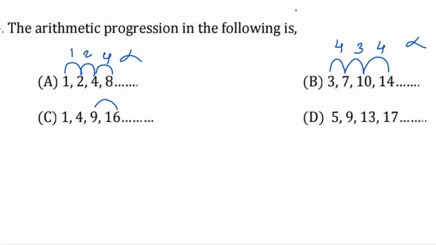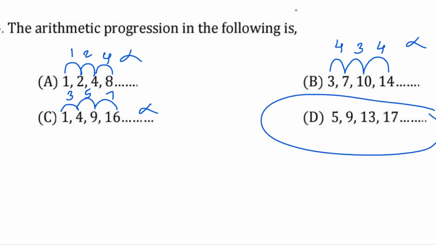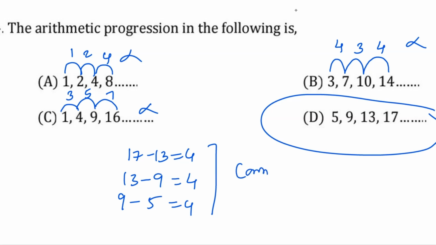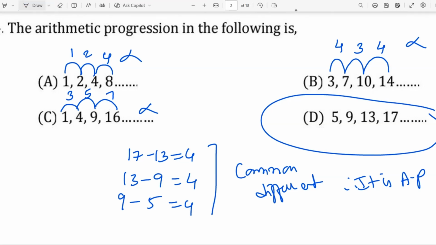16 minus 9 will be 7. 9 minus 4 will be 5. 4 minus 1 will be 3. That is also not an AP. So this is your AP, where you can see 17 minus 13 is 4. Then 13 minus 9 is also 4. Then 9 minus 5 is also 4. Since the common differences are equal, it is an AP. Then, moving on with the next question you have.